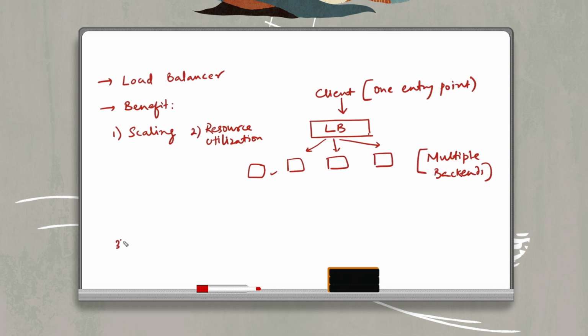And the third benefit that I can think of is load balancer ensures that you get high availability. Why? Because you see there are multiple backends, multiple servers behind a load balancer. Even if one of the servers becomes unhealthy, then the load balancer is going to continue distributing the traffic to other servers. And that is how it ensures high availability.